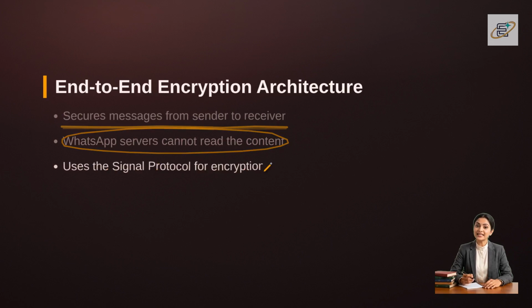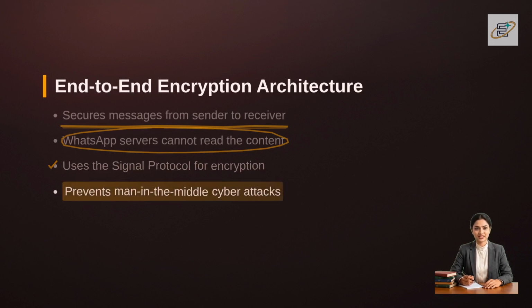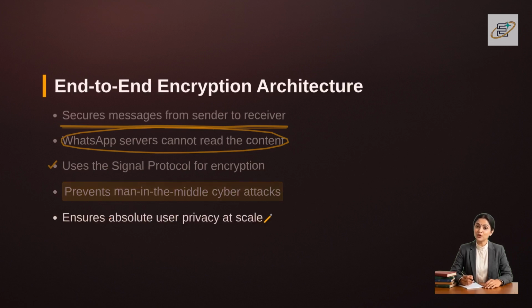To achieve this, WhatsApp integrated the Signal protocol, which is widely considered the gold standard for secure messaging. By encrypting data at the device level, the system effectively prevents man-in-the-middle attacks, where someone might try to intercept the data in transit. Ultimately, this architectural choice ensures absolute user privacy at an unprecedented global scale. Even if a server is compromised, the attackers would only find scrambled, unreadable data. This is a masterclass in secure system design.